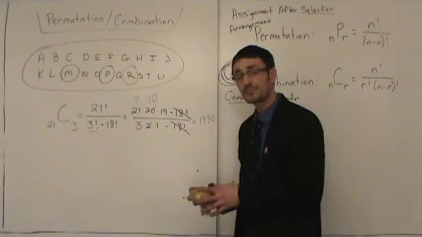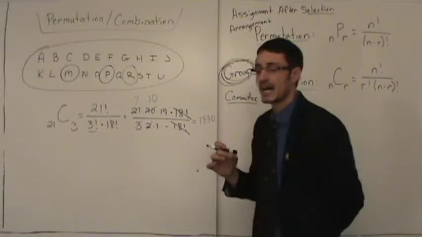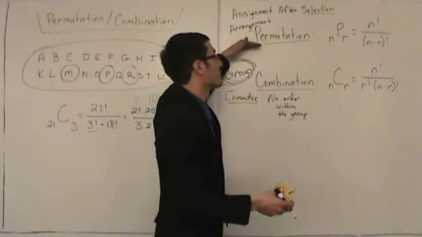Now, what is the difference between combination and permutation? Well, hopefully, again, from the last video, which one is the larger value? Hopefully you say permutation. Permutation is the big value. This is much bigger. So let's look at the difference here.